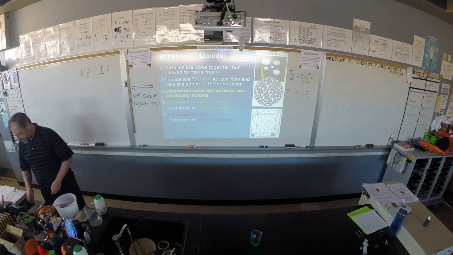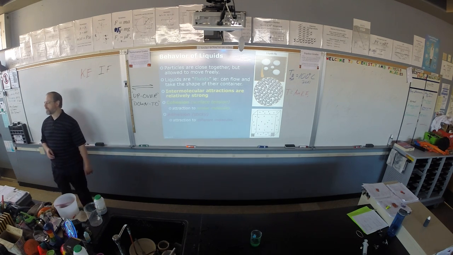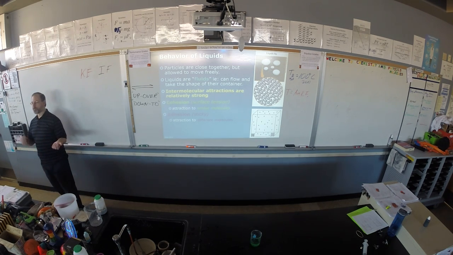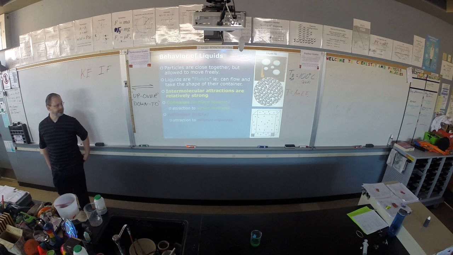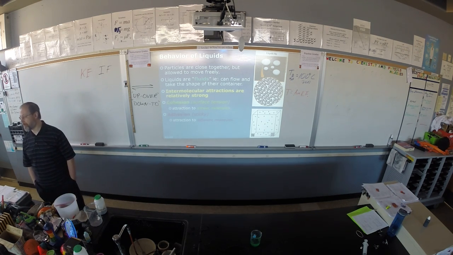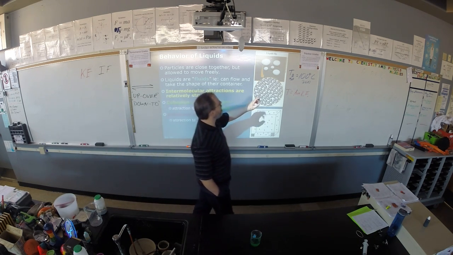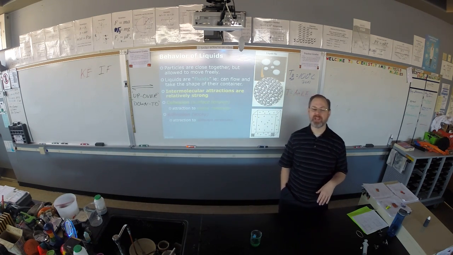So cohesion is a tendency to stick to similar molecules, water to water. Adhesion is the tendency to stick to other molecules, water to you, or other things. Now, there's liquids that have almost zero adhesion. Liquid mercury has extremely high cohesion, but almost no adhesion at all.